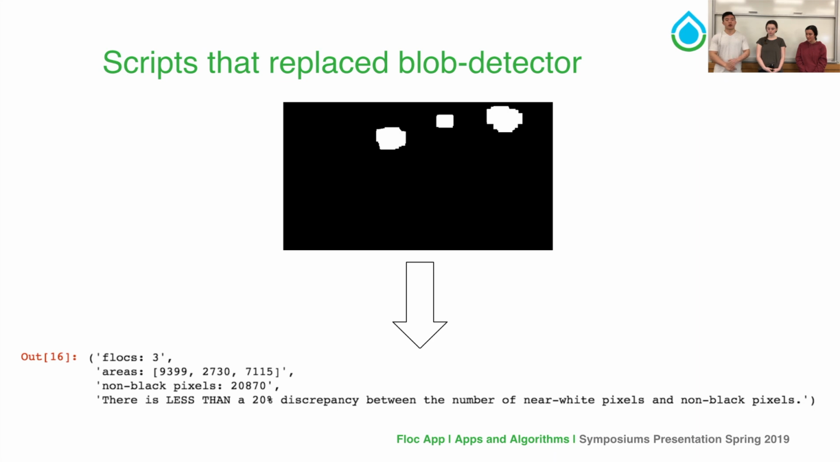Now here's some sample output that you receive if you run our counting and sizing script. There are four main components to the output, the first two being the most important. The first one simply tells you the number of flocks counted in the image, and the second one gives you an array of values that corresponds to each individual flock's size.